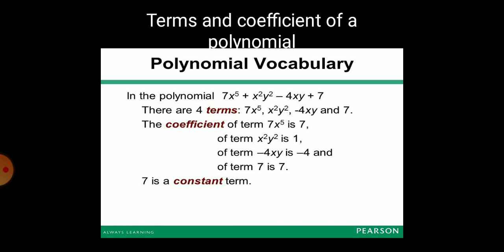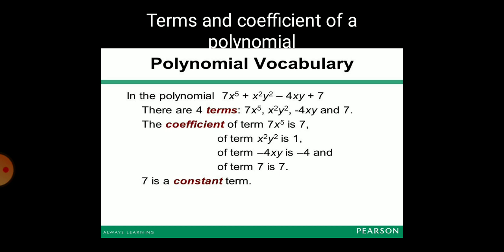That is, the first term is 7x power 5. x power 5 is a variable and 7 becomes its coefficient. The second term is x square y square. This is very important to notice here. When there is no number written along with it, its coefficient is taken as 1.